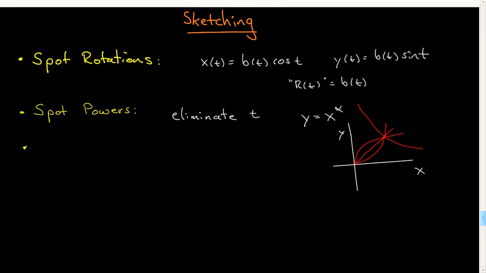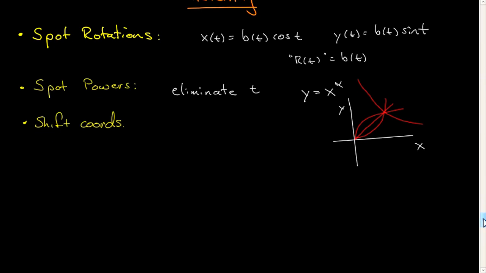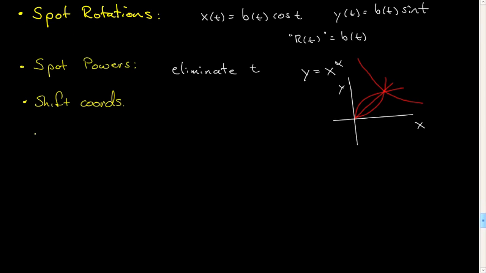Look for shift of origin, shift of coordinates. That's clear. I won't discuss it further except to say that it's not always obvious that that's what needs to be done, but just keep in mind that you might need to do that. Look for limiting values of t. I haven't really discussed this much. Look at limiting values of t.